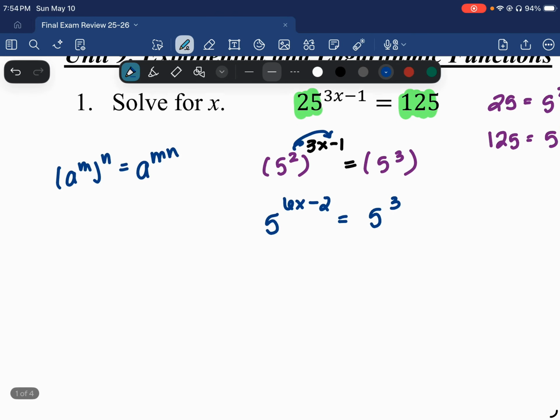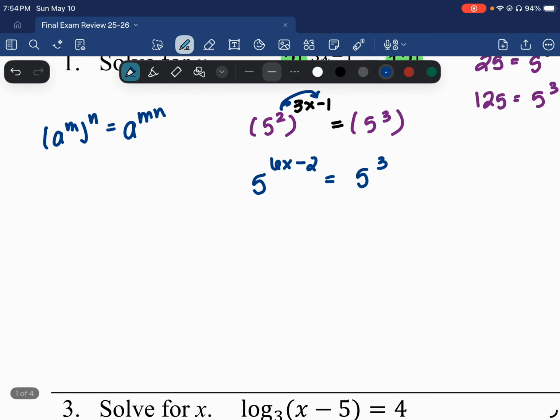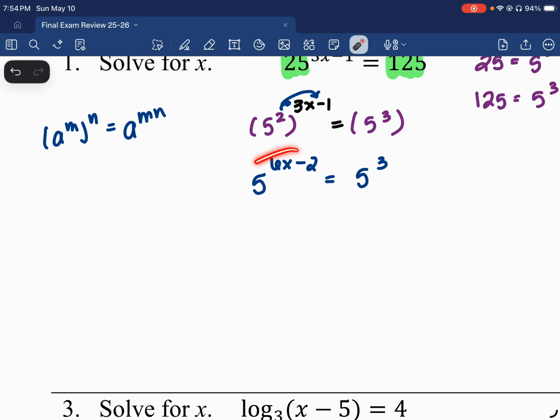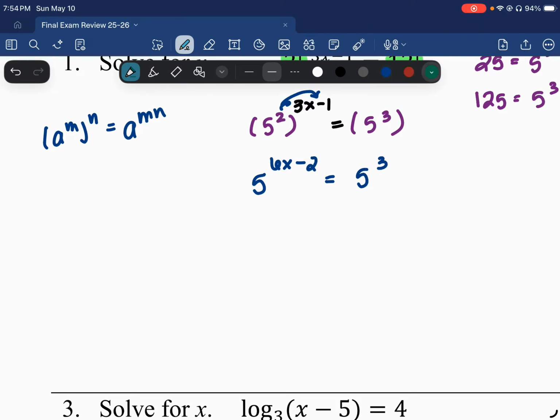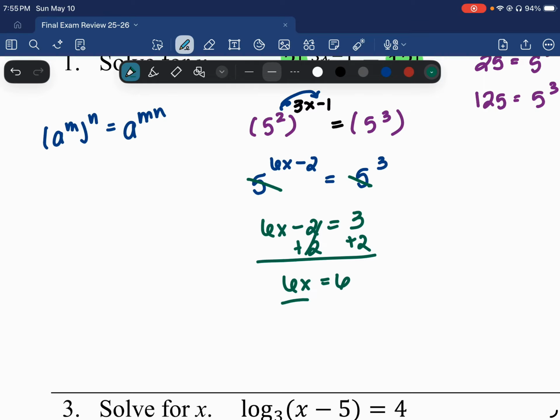Now we have a property of equality where we can say that if this value is supposed to be equal to this one, when their bases are the same, that means that this exponent must also be equal to this exponent. So what that lets us do is simply ignore the bases. We're not canceling them, we're just ignoring them, and we're focusing on their exponents. 6x minus 2 must be equal to 3. And then we simply solve the linear algebraic equation that we have in front of us.